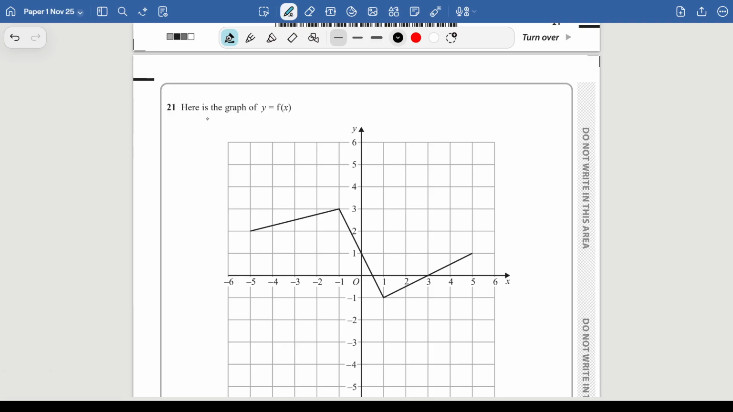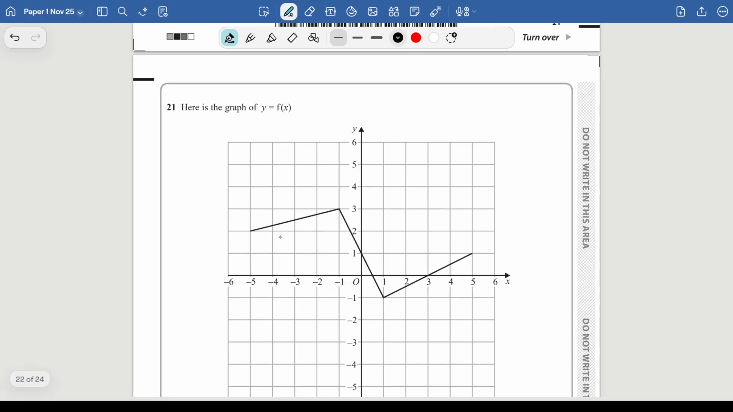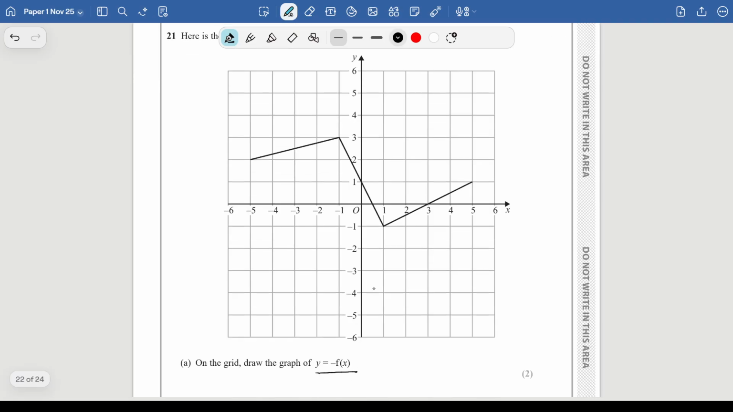Okay, next question. Here is the graph of y equals f of x. On the grid, draw the graph of y equals minus f of x. So what do we need to do here? If it's minus f of x, simply you have to flip it. You have to make a reflection of this graph on the x-axis, because there is a minus f of x here. So every point has to be reflected on the x-axis.